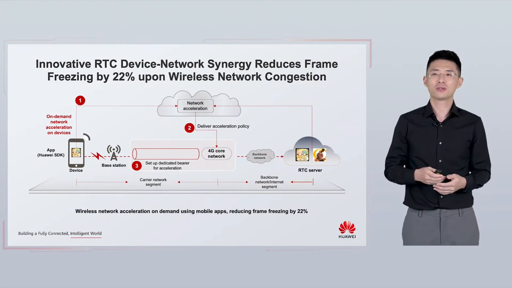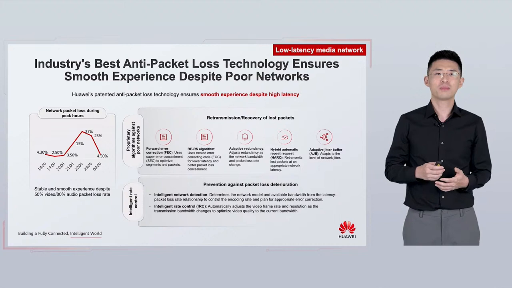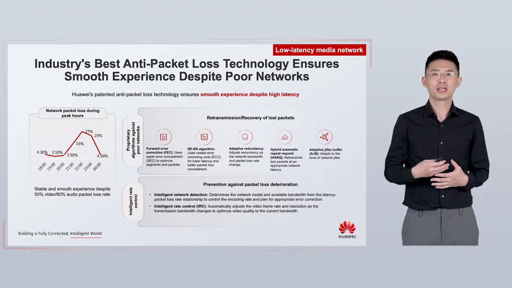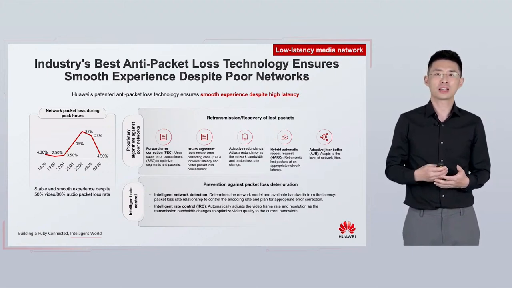So the freezing rate is lowered. And we also have the best industry's anti-packet loss technology to ensure smooth experiences. The left shows the packet loss can be 30% in a peak hour. And with our algorithms like FEC and resending packet algorithm, we can have a better sending speed.